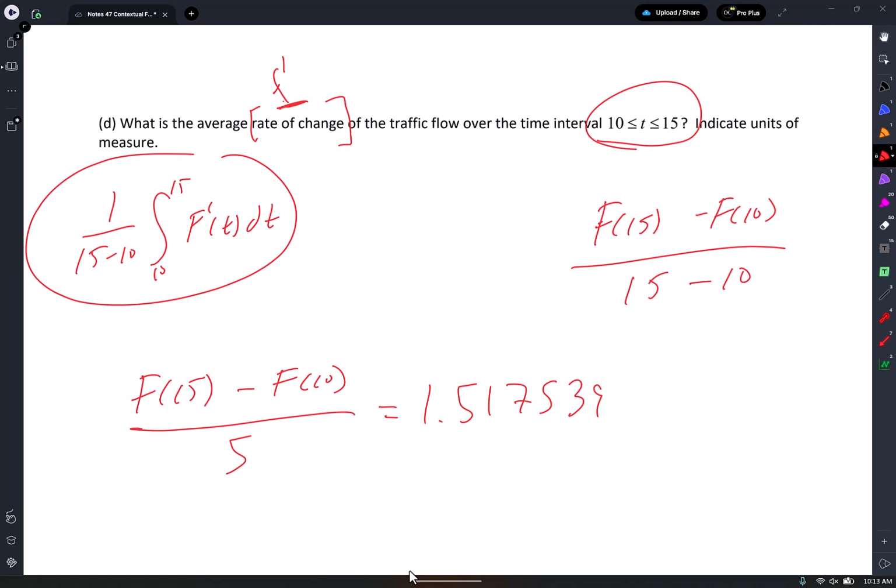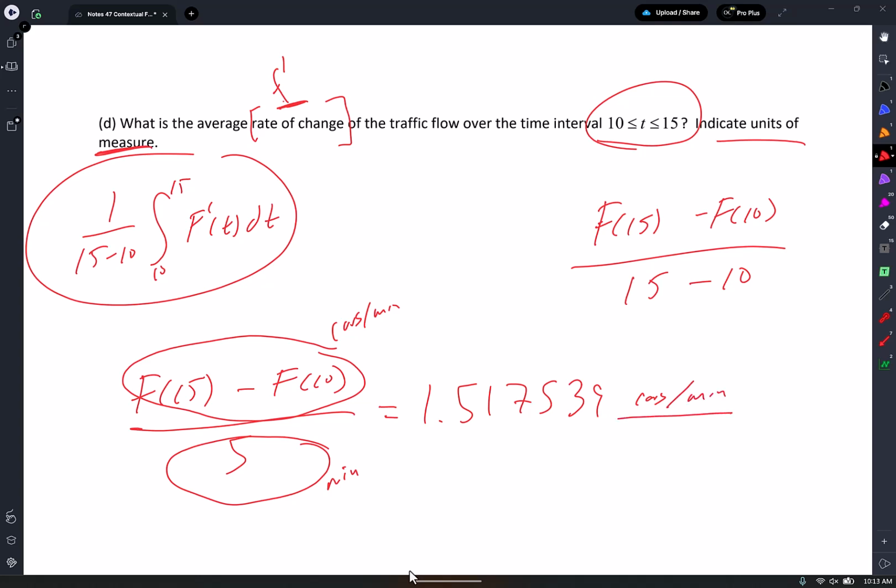And now look, again, indicate units of measure. This one's a big deal about units. The top has units cars per minute. The bottom was 15 minus 10, which was minutes. So you can either say cars per minute, or you could say cars per minute squared.